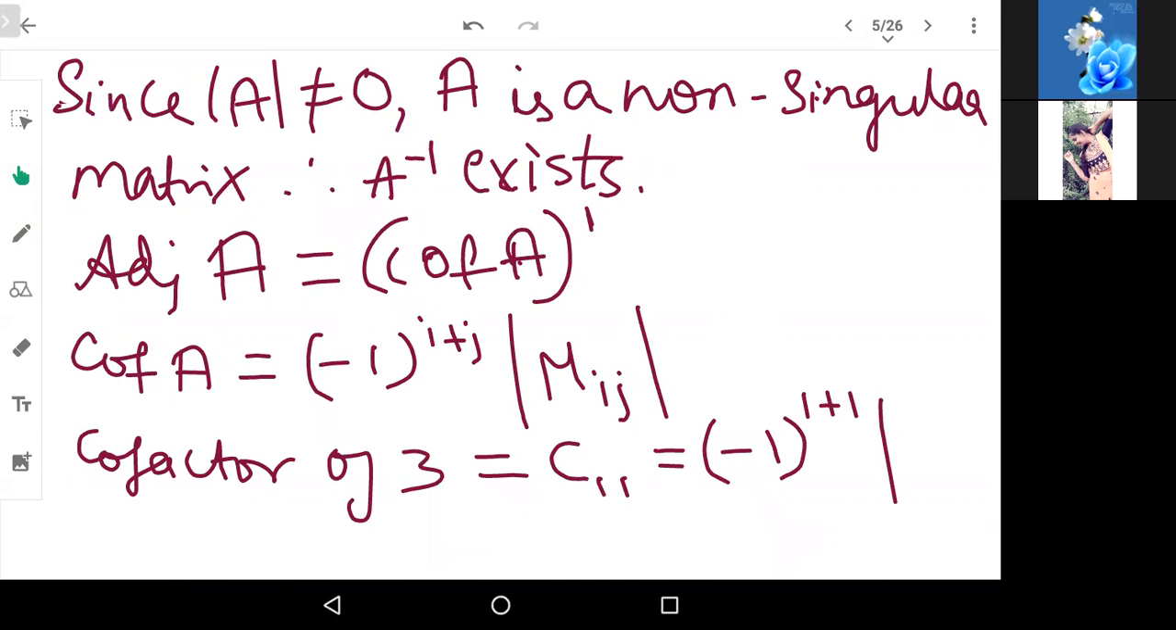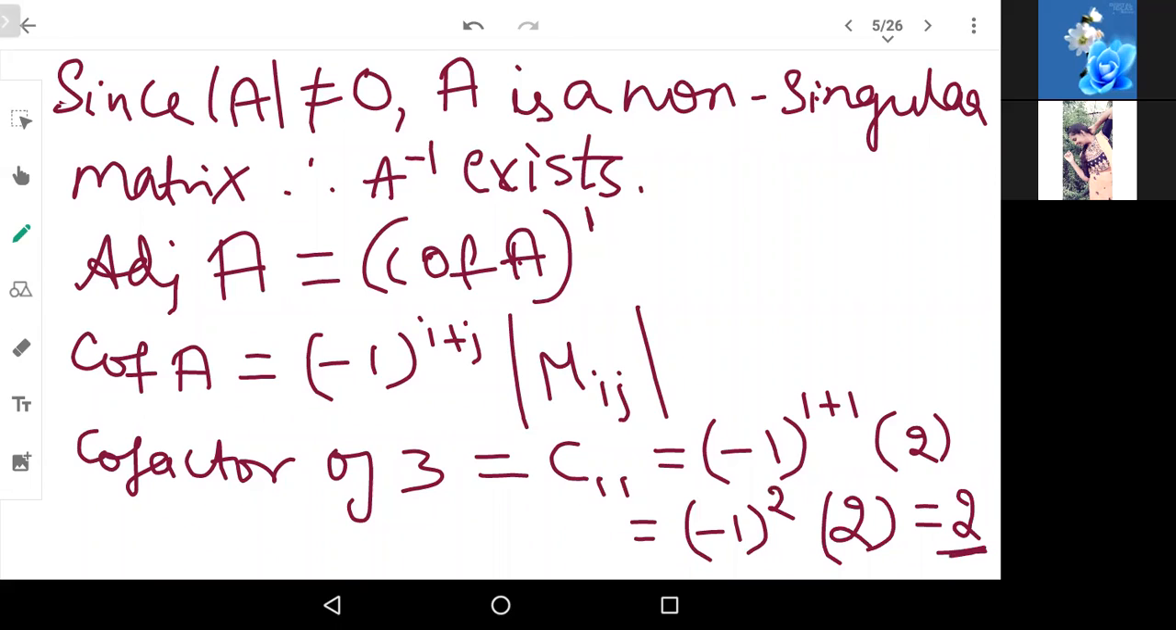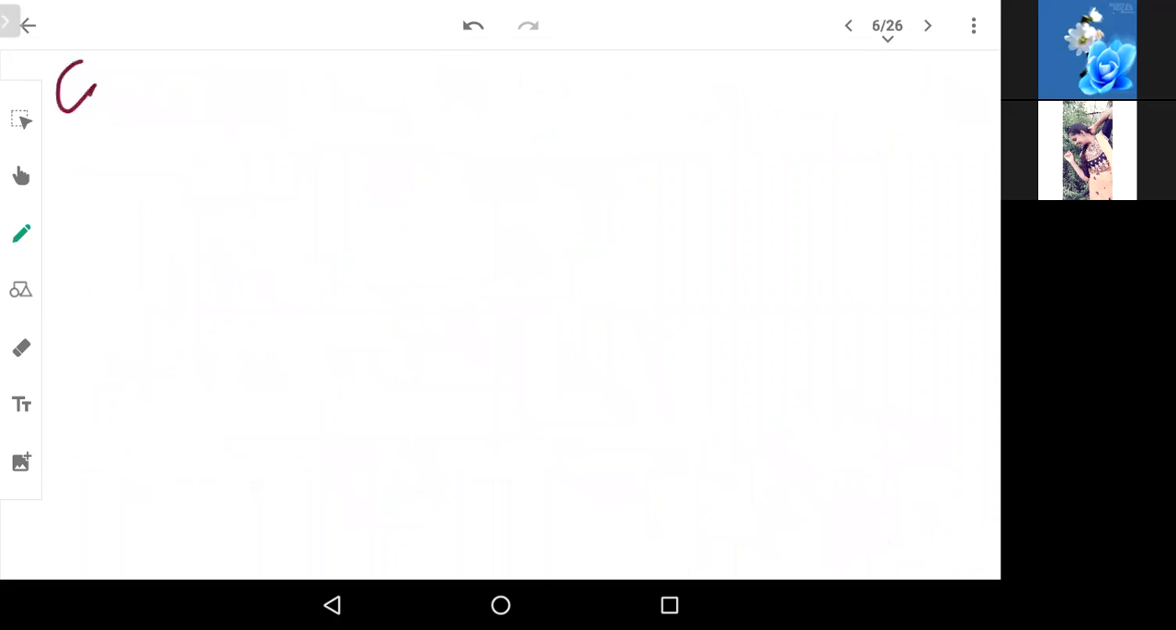So the minor of 3 is 2. So -1 to the power 1 plus 1 is 2, into 2. So 1 square, -1 square is 1. So the cofactor of 3 is 2. Correct? Now similarly, find the cofactor for others.